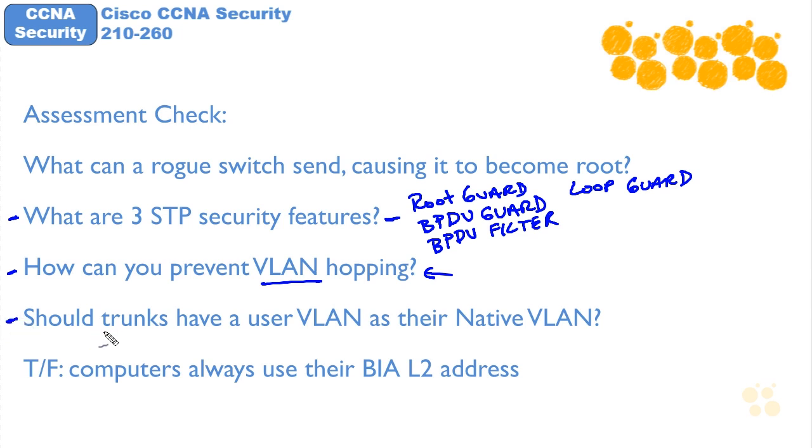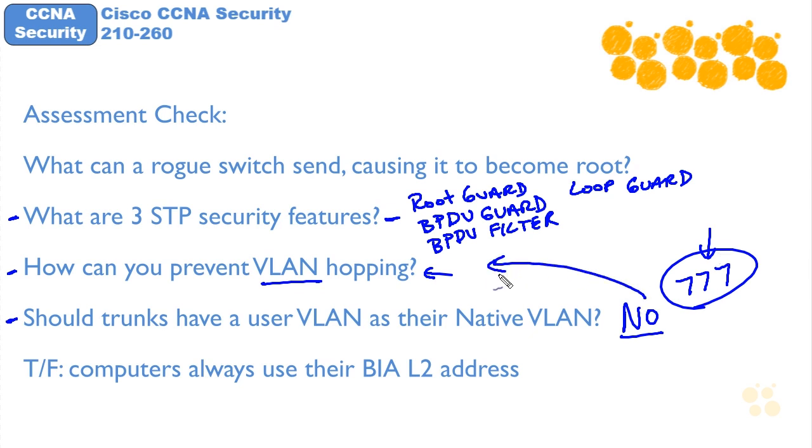Question number 4, should trunks have a user VLAN as their native VLAN? And the answer is no way. So if you have users on VLAN 2, 3, 4, 5, 6, 7, 8, 9, 10, we wouldn't want to use any of those as the native VLAN on our trunks. So for example, maybe we create VLAN 777, a good Vegas number, and then we use that as the native VLAN, and it's not being used, 777. We're not going to use that as a user VLAN anywhere, just for our trunk native VLAN. And again, it helps prevent a VLAN hopping attack from being possible.